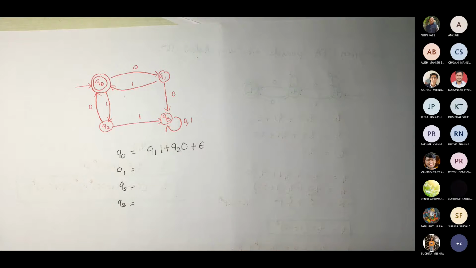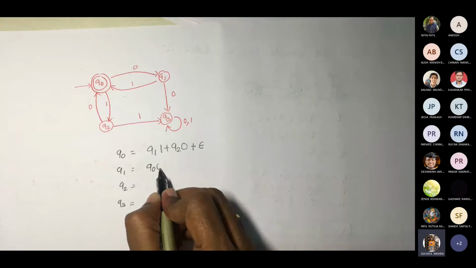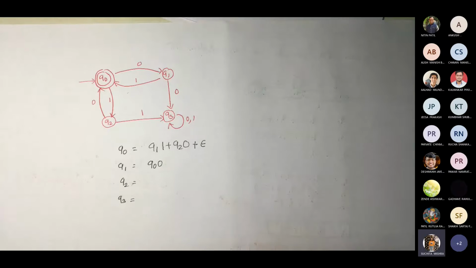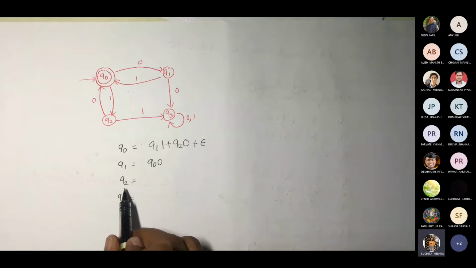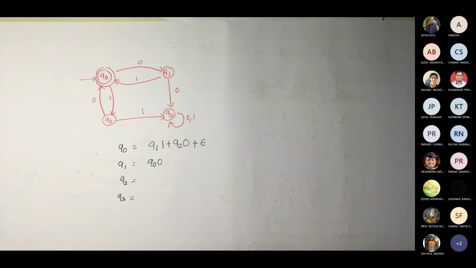Suchita, give me Q1. Q0 0. There is only one incoming transition, correct? Yes, sir. For Q2 now, let me take Jayesh. Give me the Q2 equation. Sir, it's Q0 1. OK, good.